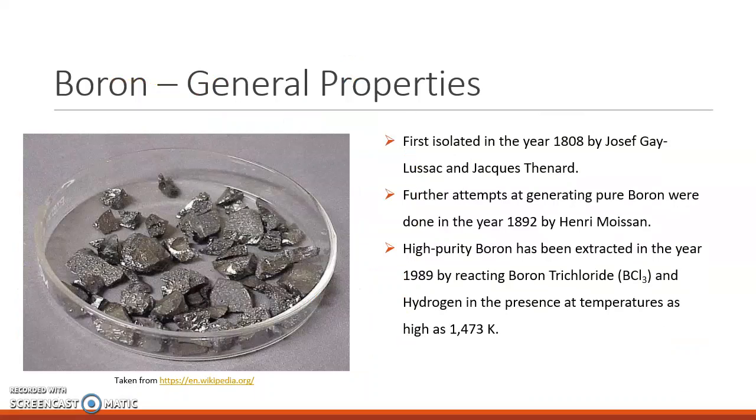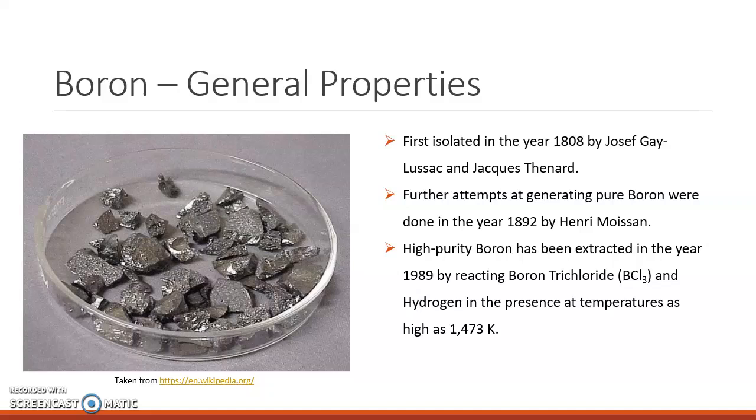First up is boron. Boron was first isolated in the year 1808, decades prior to the creation of the first periodic table. More notable attempts at isolating pure boron had been done in the year 1892 by Henry Moissan. As of today, the purest form of boron can be obtained by the reaction of boron trichloride with hydrogen at temperatures between 1073 and 1473 Kelvin.